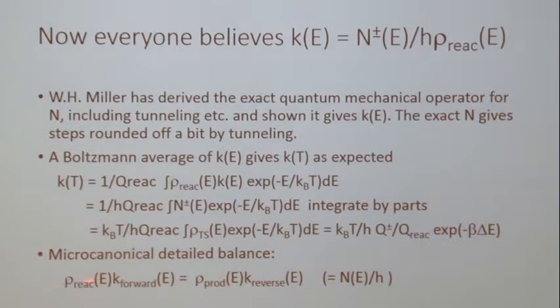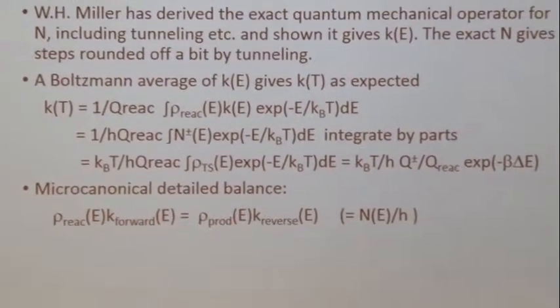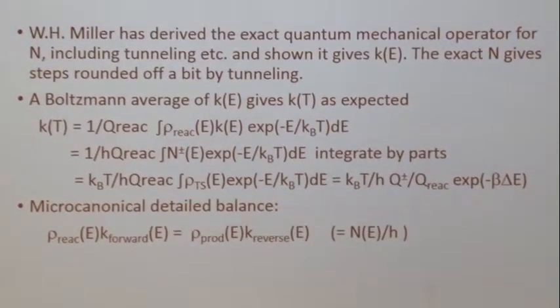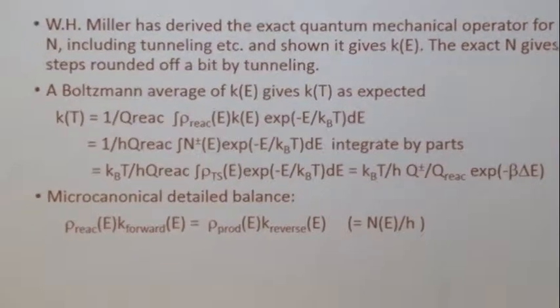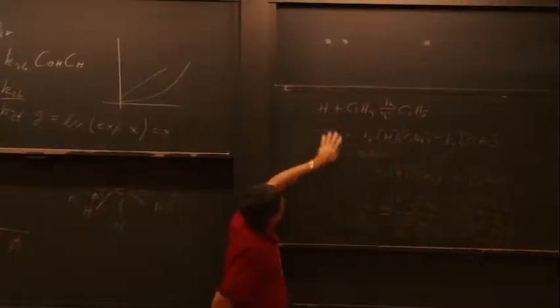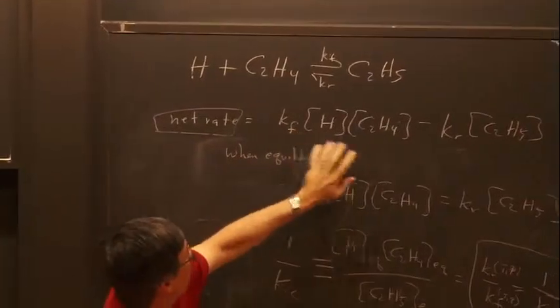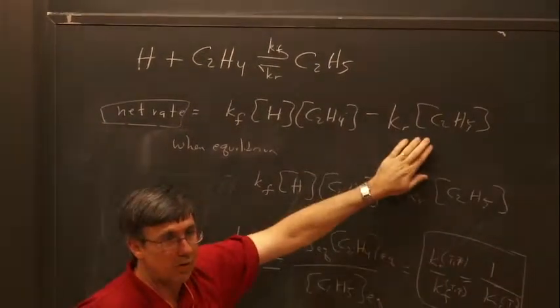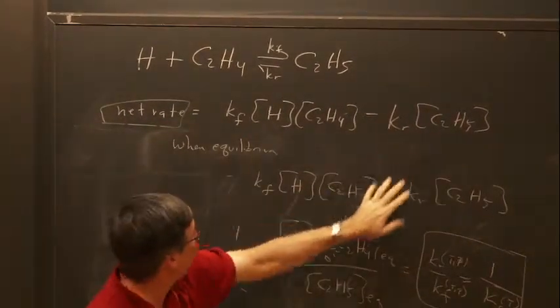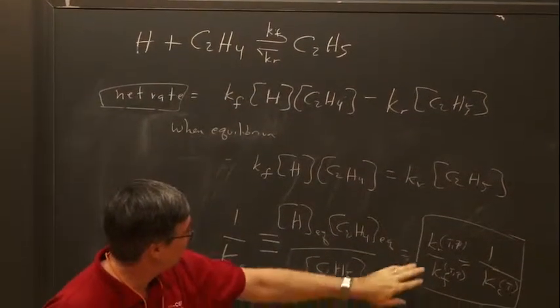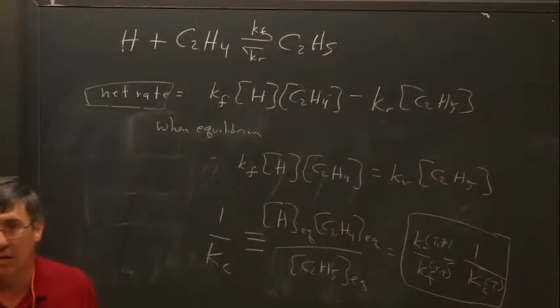But this whole thing leads to another detailed balance. So before I told you the detailed balance, which I think is right here. If you have a reaction, its net rate is this minus that, forward minus reverse. So at equilibrium, the forward must equal the reverse. And that's how you get the relationship that the forward over reverse is equal to Kc.